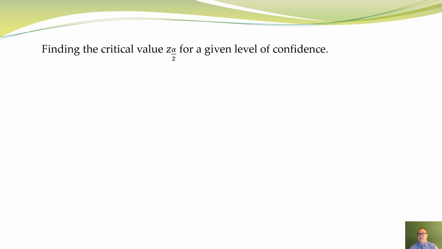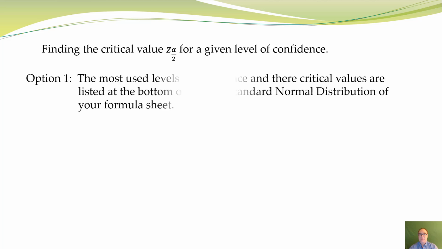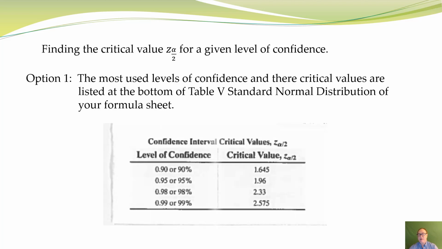Finding a critical value Z sub alpha divided by 2 for a given level of confidence. Option 1: the most used levels of confidence and their critical values are listed at the bottom of Table 5, standard normal distribution, of your formula sheet. You will be given it in the exam testing center when you take your exam, and you should be able to print it off at home and use it. At the very bottom, on the left side, you will see this table.